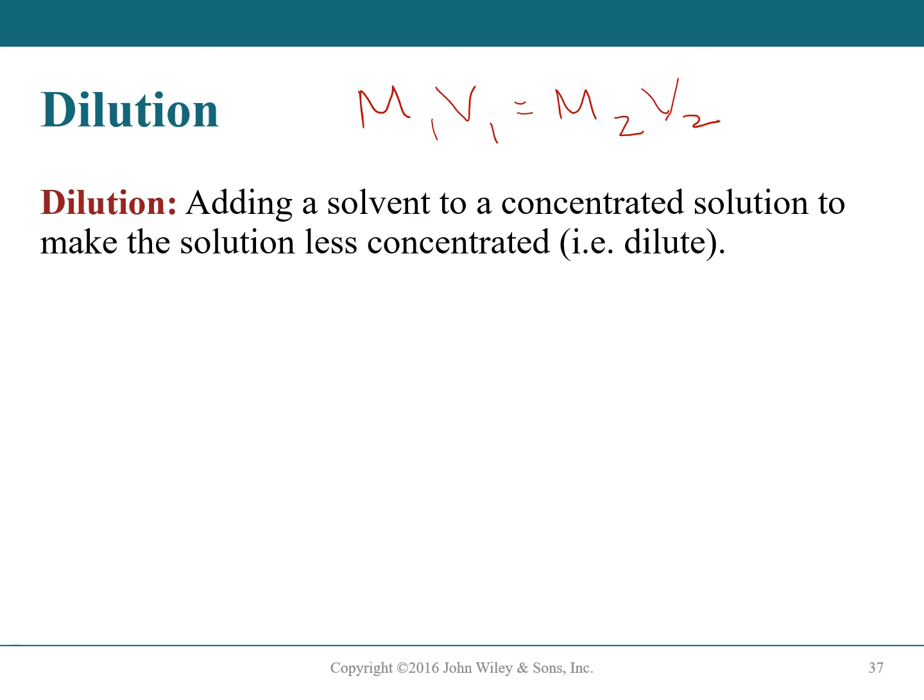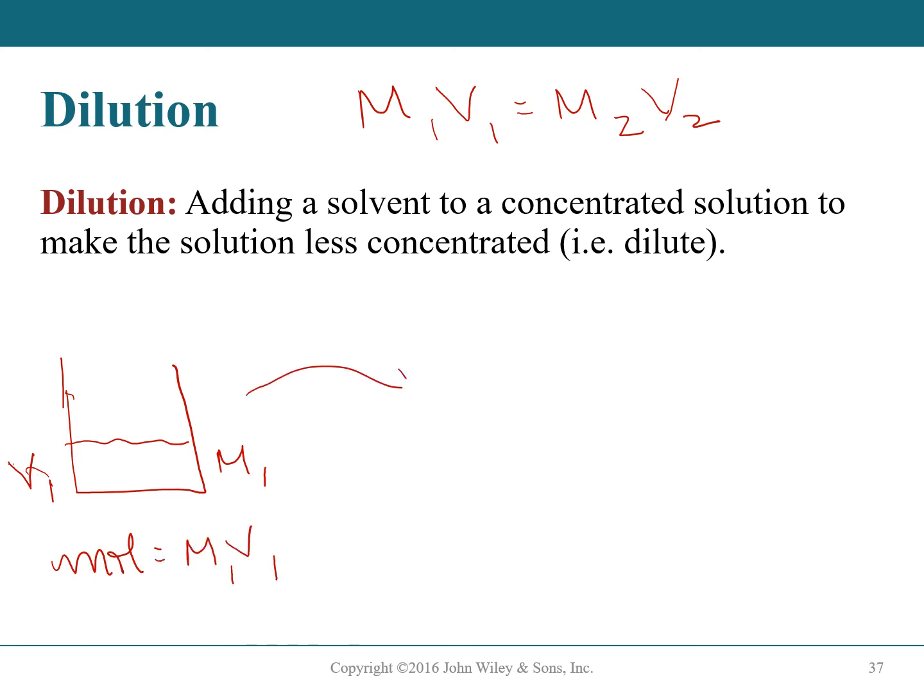So the way it works is this. Here is my concentrated solution. It has a concentration of M1. It has a volume of V1. So the moles is equal to M1 V1. Now suppose I just add solvent. So when I'm diluting something, I'm just adding solvent.